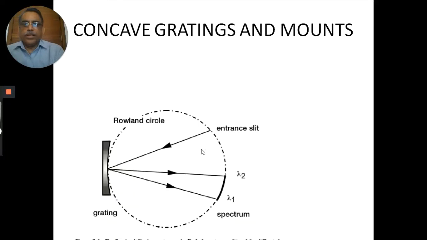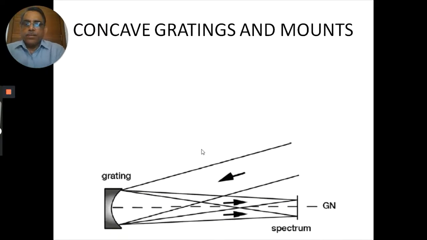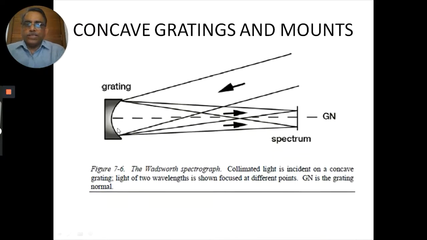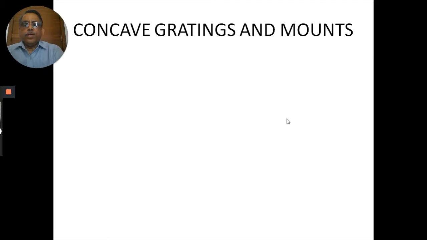Right. The next one is basically, now you can see that your curved surface is called the Wadsworth spectrograph. So now you can see the orientation is different. Now you are collecting the light and putting it on the grating, and the entrance and exit lights are there. At different orientations you can have this.